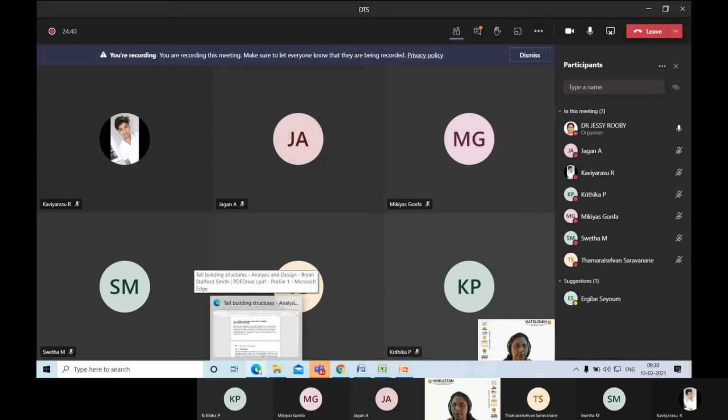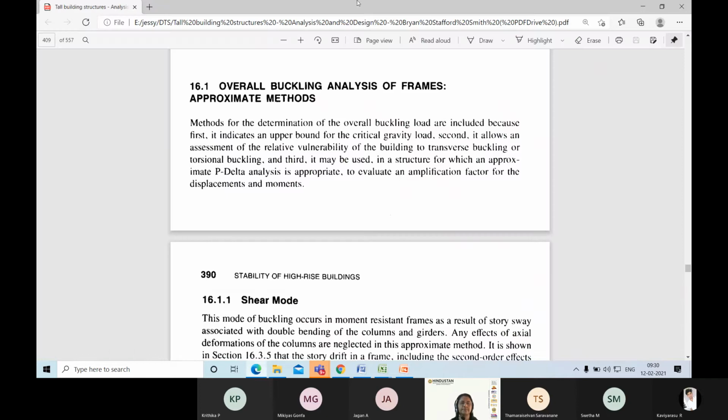What I wanted to tell is that the entire structure we are making analogous to a column. So that column represents the whole structure. So the buckling analysis when we do it represents the whole buckling of the entire structure.